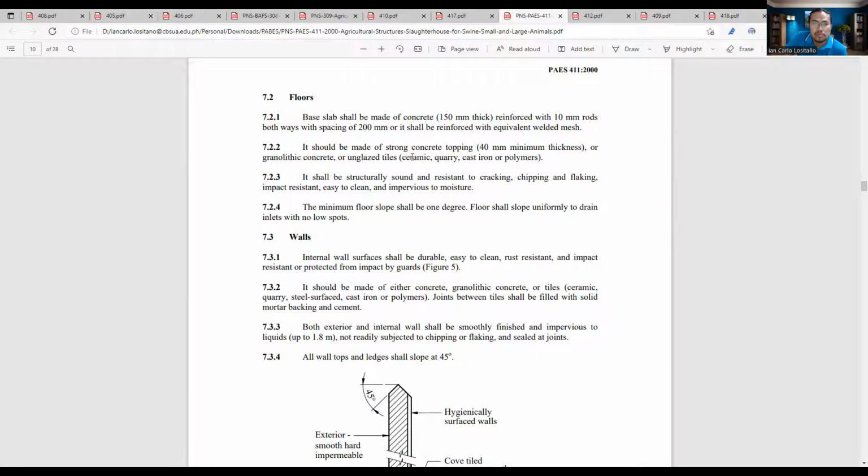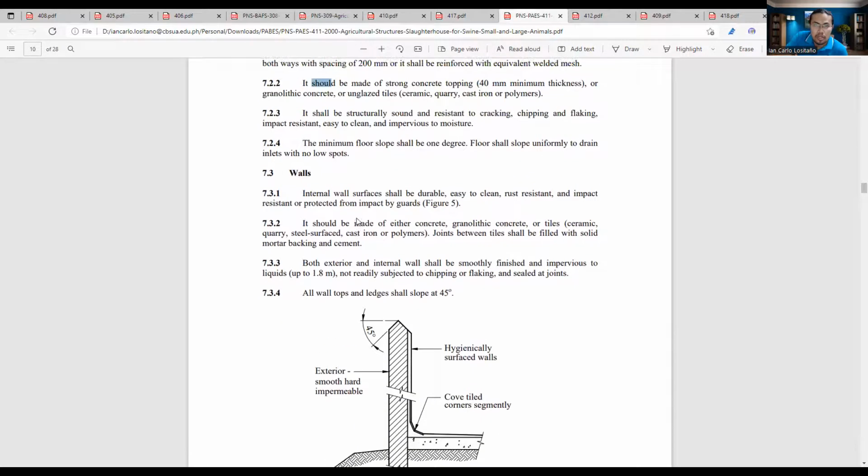It should be made of strong concrete topping, or granolithic concrete, or unglazed tiles. This is only recommendatory. It shall be structurally sound and resistant to cracking, chipping, and breaking, impact resistant, easy to clean, and impervious to moisture. Sometimes the floor could be rubberized to avoid the moisture going in. Okay.